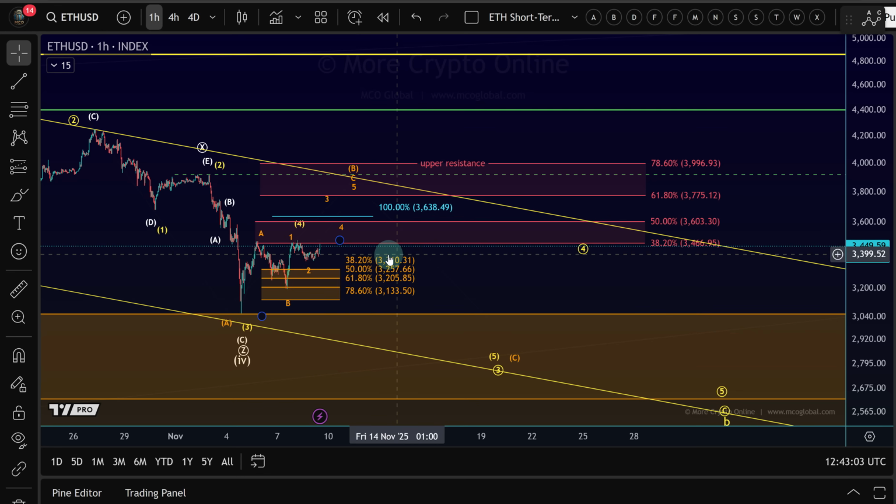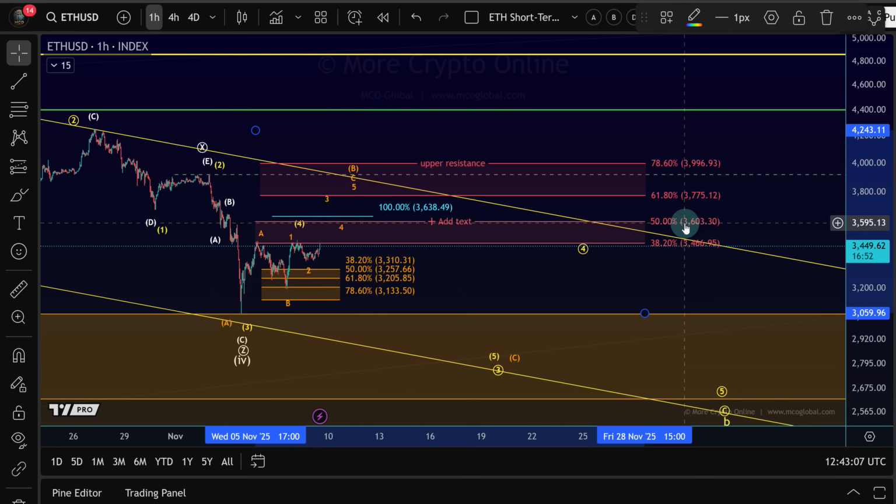First resistance area is between $3,466 and $3,603. That's an initial micro resistance area, which is relevant. If we break above this first resistance, the next upper resistance area comes into focus between $3,775 and $4,000 basically.